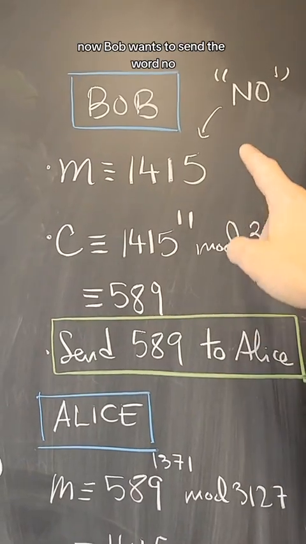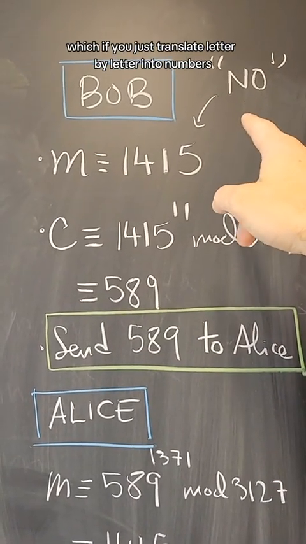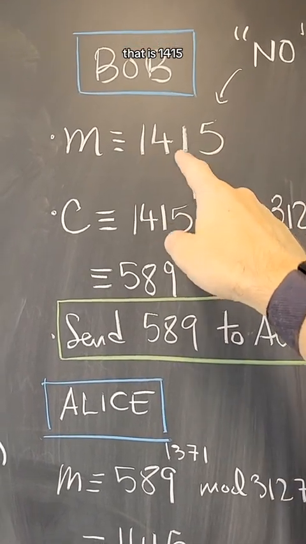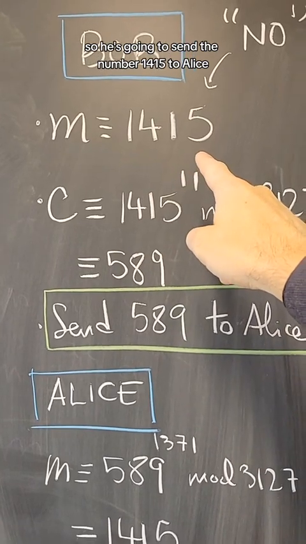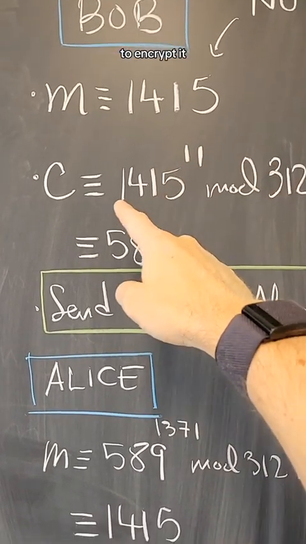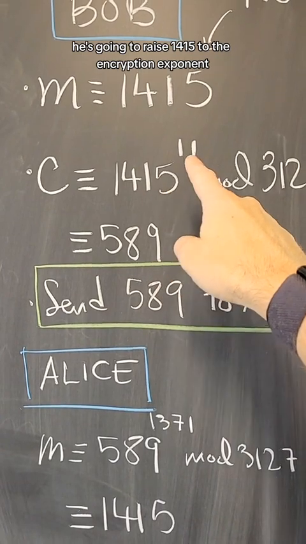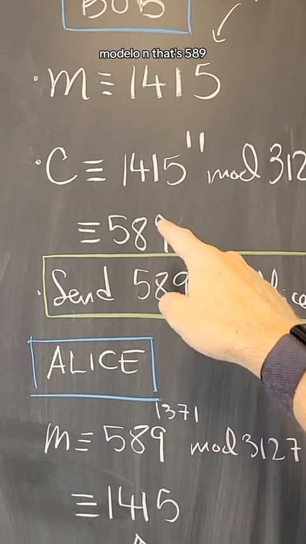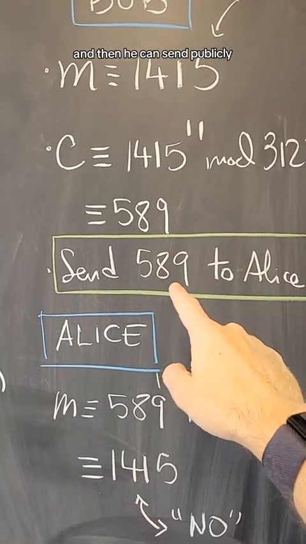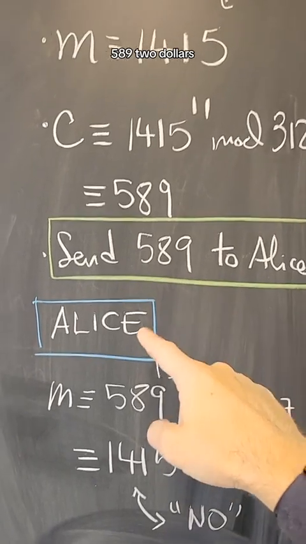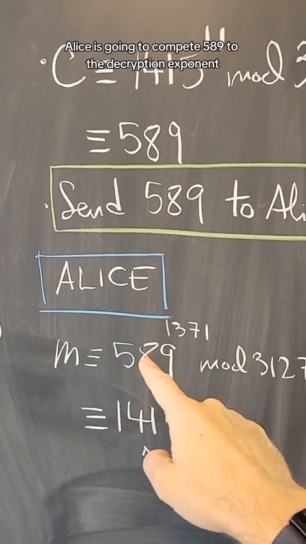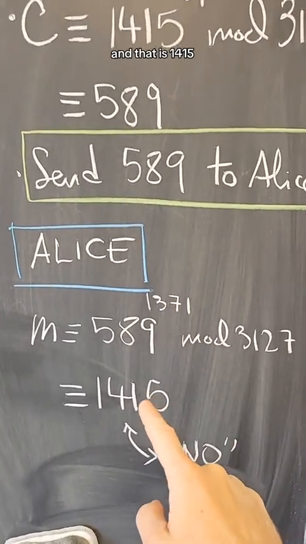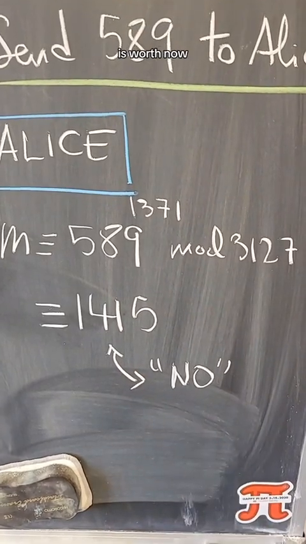Now, Bob wants to send the word "no", which if you just translate letter by letter into numbers, that is 1415. So he's going to send the number 1415 to Alice. To encrypt it, he's going to raise 1415 to the encryption exponent and reduce it modulo N. That's 589. And then he can send publicly 589 to Alice. And then to decrypt it, Alice is going to compute 589 to the decryption exponent, and that is 1415, which she can understand is the word "no".